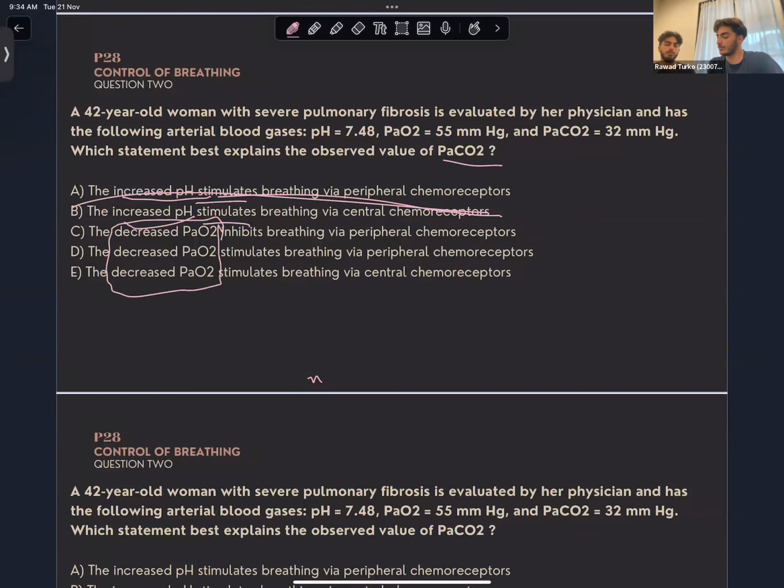And decreased PO2, all of them have decreased PO2. Does decreased PO2 stimulate or inhibit breathing? Not from this lecture only, we know this from different lectures. When we have low oxygen, when someone is not breathing well, what are we trying to do? Stimulate breathing. Exactly. So right away, boom, this is gone. Then it comes down to, does decreased PO2 stimulate breathing by peripheral or central? This is recall. We know it's peripheral, so the answer is D.